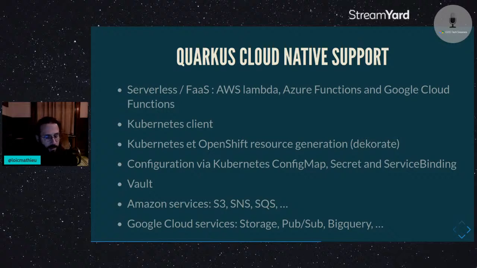There is a Kubernetes client to be able to access the Kubernetes clusters where your application is deployed. There is resource generation for Kubernetes and OpenShift. You can configure your application via Kubernetes config map, secret, and service binding. There is a Vault extension to put your secret in Vault. There are some extensions to use Amazon services like S3, SNS, SQS, and some extensions to use Google Cloud services like Storage, Pubsub, and BigQuery.